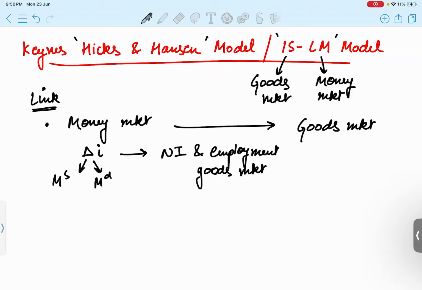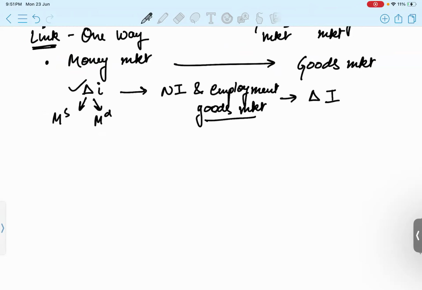Whenever we are talking about changes in investment, savings, employment, income, that is always happening in the goods market. Directly, we see changes in the investment level in the economy because of changes in the rate of interest. But this reverse implication is not true. That is why there is only a one-way, or unilateral, linkage.